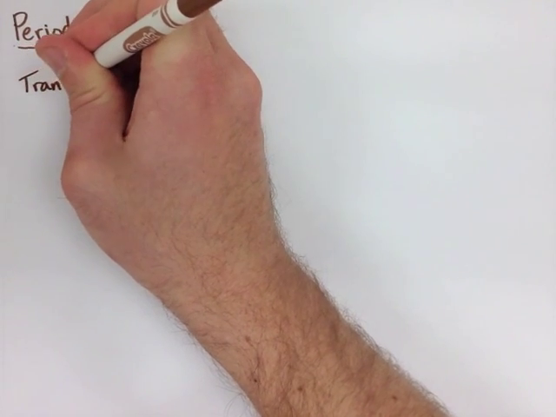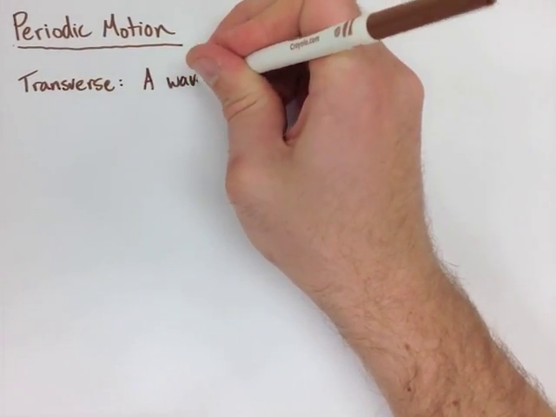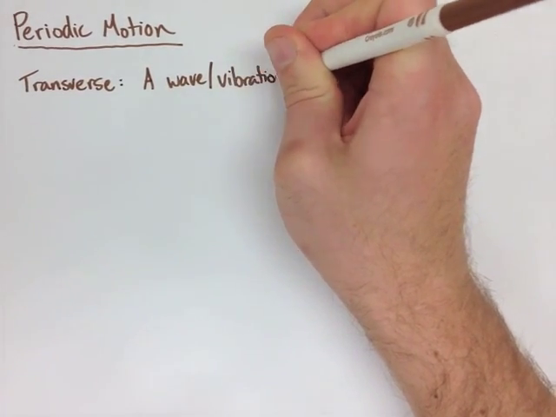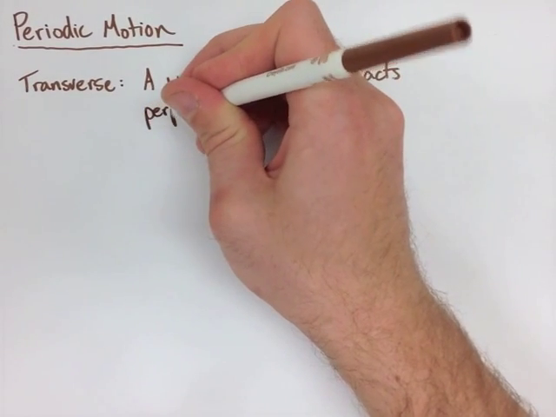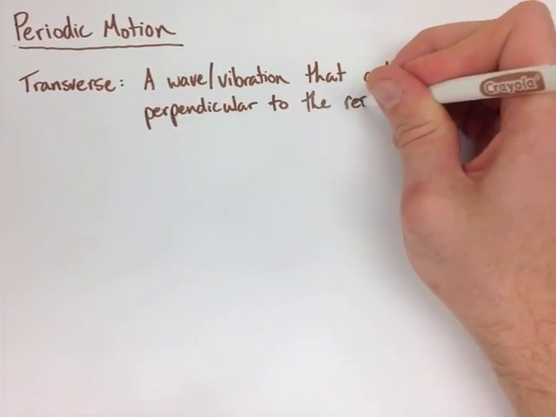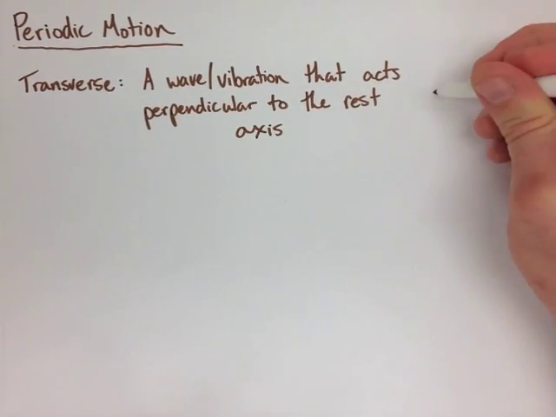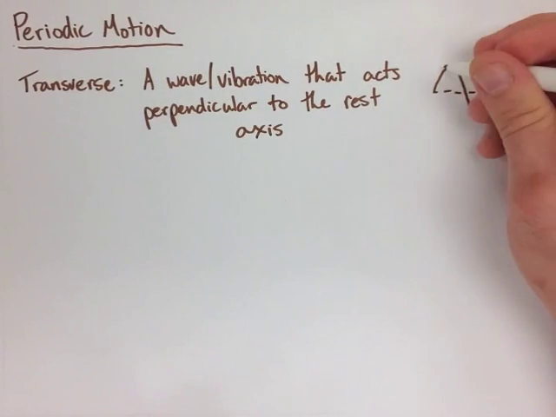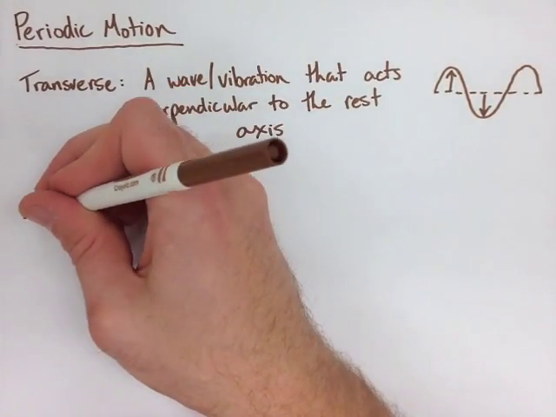The first one is transverse. Now, this is almost like a sine wave if you think about it. Transverse periodic motion is a wave or a vibration that acts perpendicular to the rest axis. So the reason I said it acts almost like a sine wave is because when you draw it, you have your rest axis and it's going up and down around the rest axis like a sine wave.